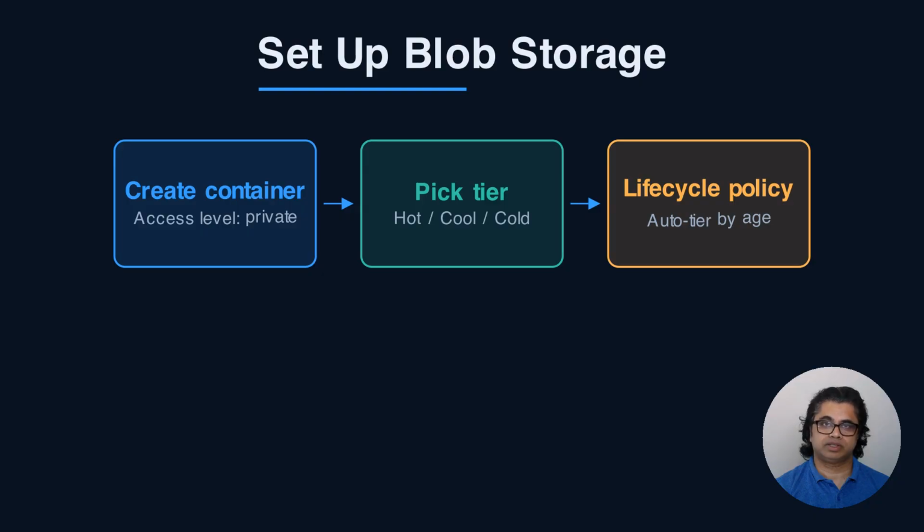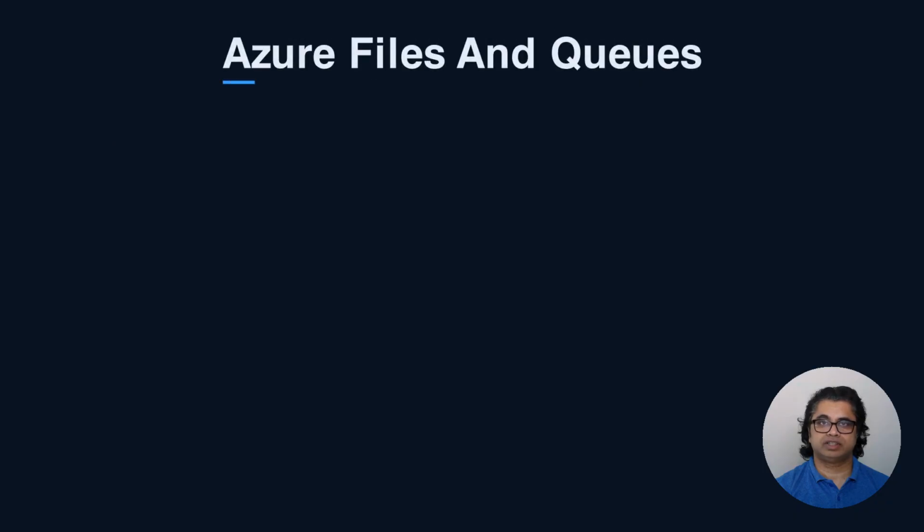Add a lifecycle management policy to automatically move blobs from hot to cool to archive after a set number of days. If you need a hierarchical namespace for analytics, enable Data Lake Storage Gen 2 at creation time because you can't add it later. Next, Azure Files.